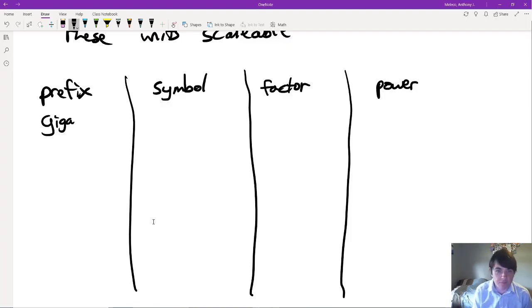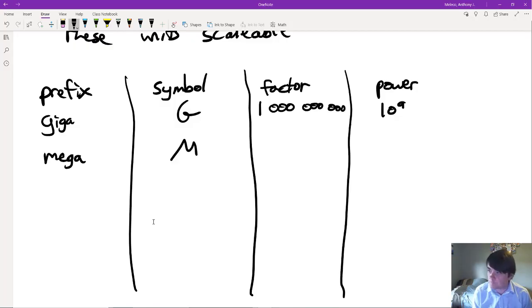So giga is the first one. The symbol's G. The factor of this is 1 billion. 1, 2, 3. 1, 2, 3. 1, 2, 3. And the power for this is 10 to the 9. So if you say gigameter, that means 10 to the 9 meters, which is 1 billion meters. Okay, so mega is the next one.